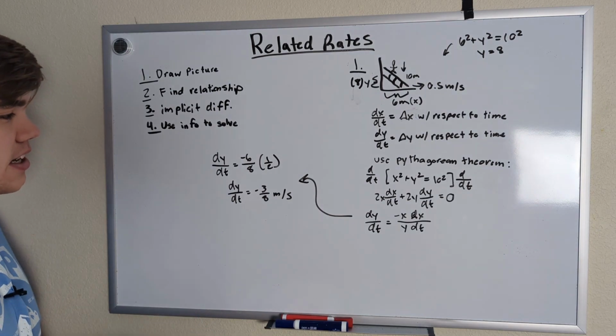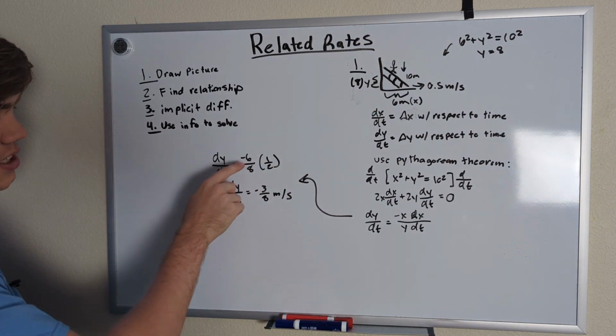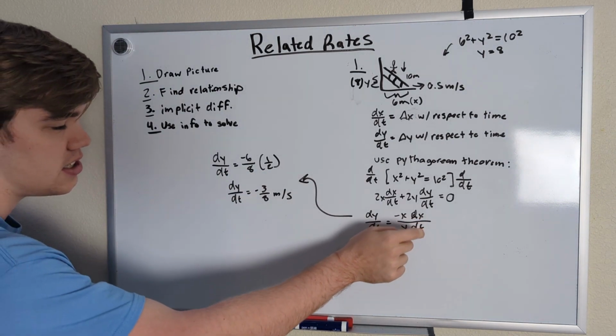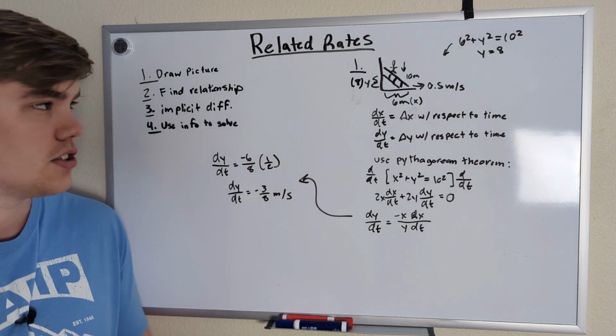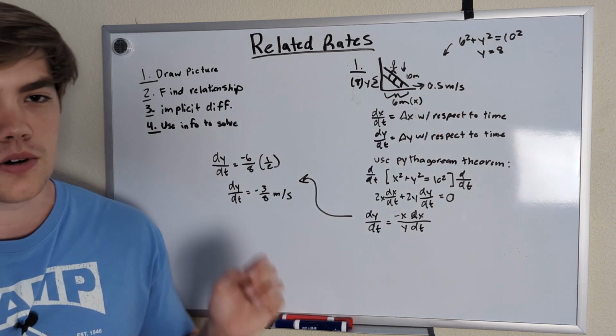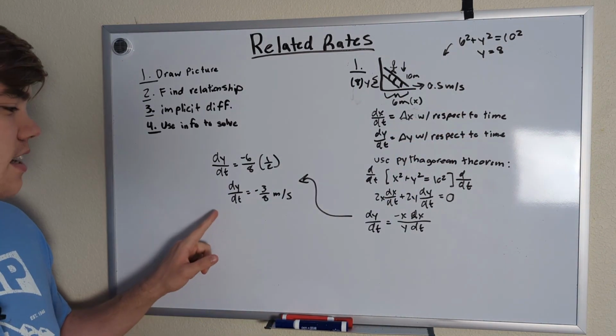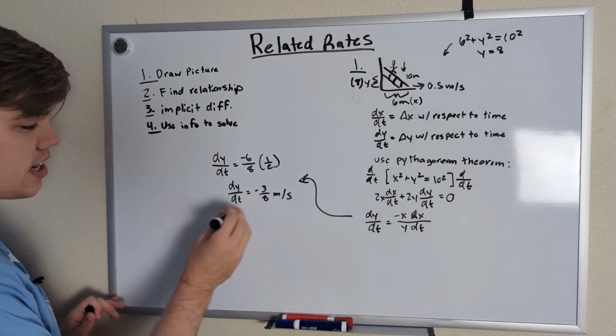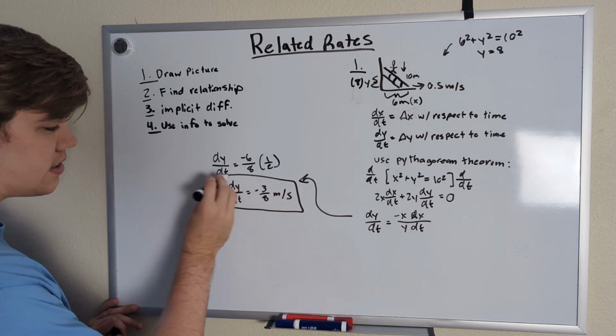All we had to do then was plug in numbers. Our x was equal to 6, so negative 6 divided by 8, our y value, times 1/2, which was our dx/dt, or our change in x with respect to time, since the ladder was being pulled at 0.5 meters per second. That led us to find our final answer of the change in y, aka how fast Gary is falling, to be negative 3/8 meters per second.